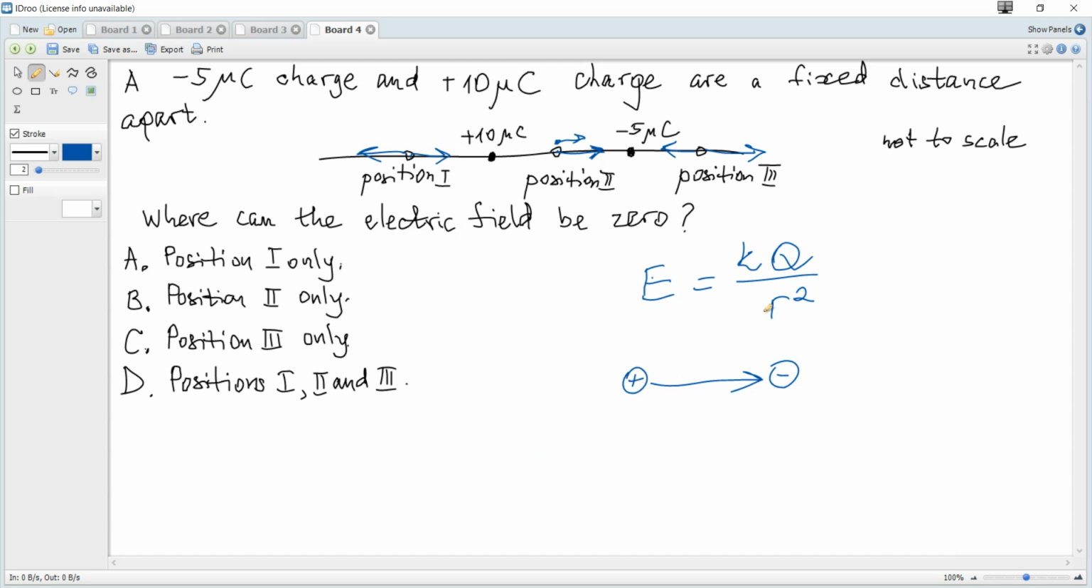And we can get that magnitudes are equal, and since these two vectors are in opposite directions, we can get field to be equal to 0. So the correct answer is 3. It's C, position 3 only. And that's all for this question.